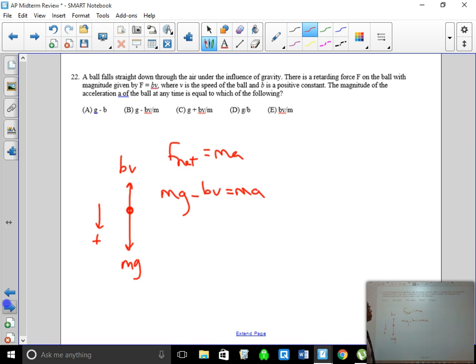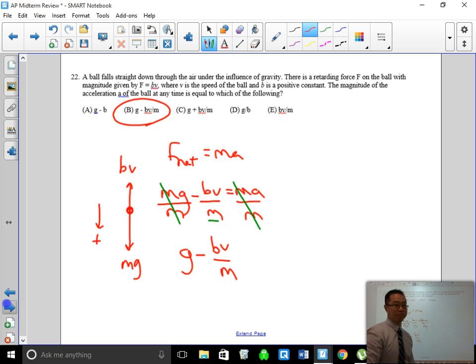Now, this almost looks like our answers, but if you notice, if I divide by mass here, I have to divide by mass here and divide by mass here. So these masses cross out, these masses cross out, this one gets left behind. So I end up with g minus bv over m. Choice B.